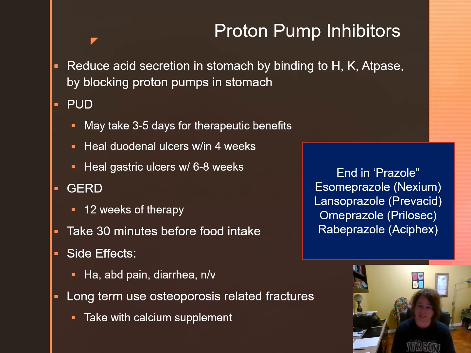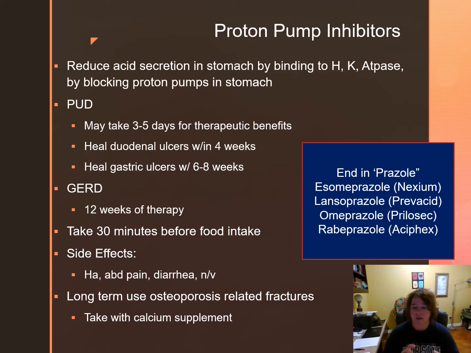Proton pump inhibitors tend to end in the ending -prazole, P-R-A-Z-O-L-E. So you have esomeprazole, lansoprazole, omeprazole, and rabeprazole. But there's also one other one that I didn't put on this list that you're going to run into all the time, and that's Protonix. And Protonix's generic name right now is escaping my brain. I need more coffee. Pantoprazole. See, I told you I needed more coffee. Pantoprazole. That's the other proton pump inhibitor that you're going to run into pretty frequently.